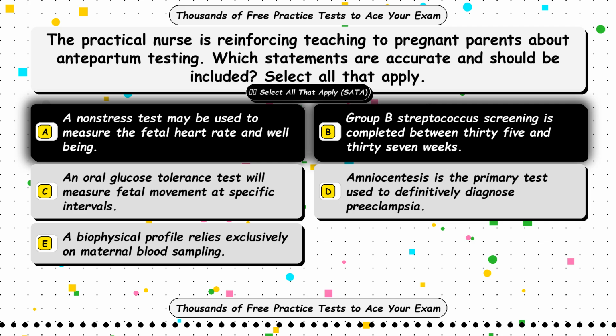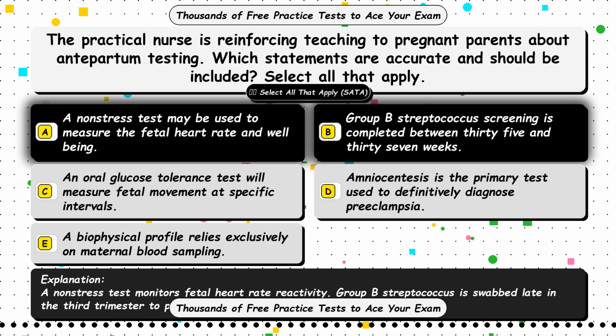The correct answers are options A and B. A non-stress test may be used to measure the fetal heart rate and well-being. Group B streptococcus screening is completed between 35 and 37 weeks. A non-stress test monitors fetal heart rate reactivity. Group B streptococcus is swabbed late in the third trimester to prevent neonatal sepsis during vaginal delivery.